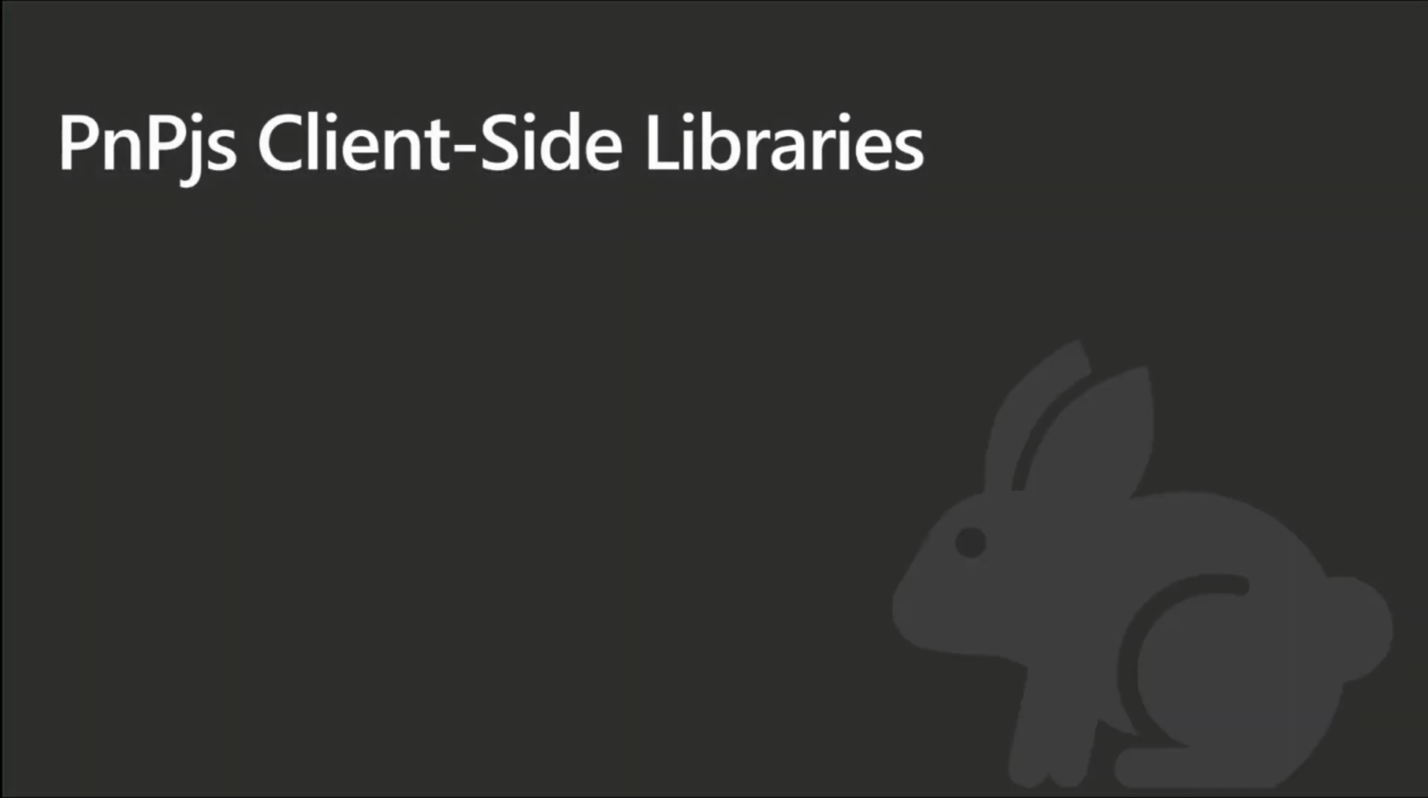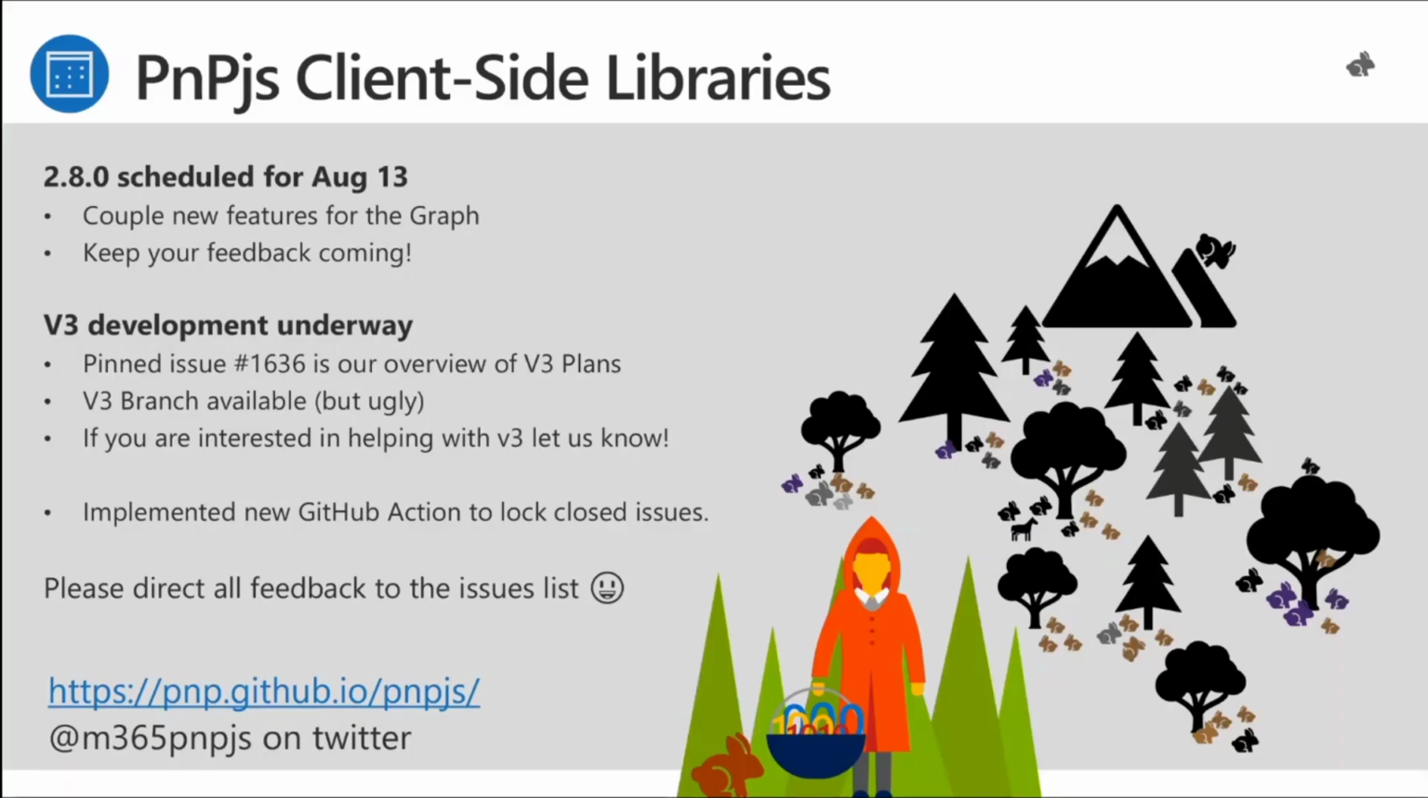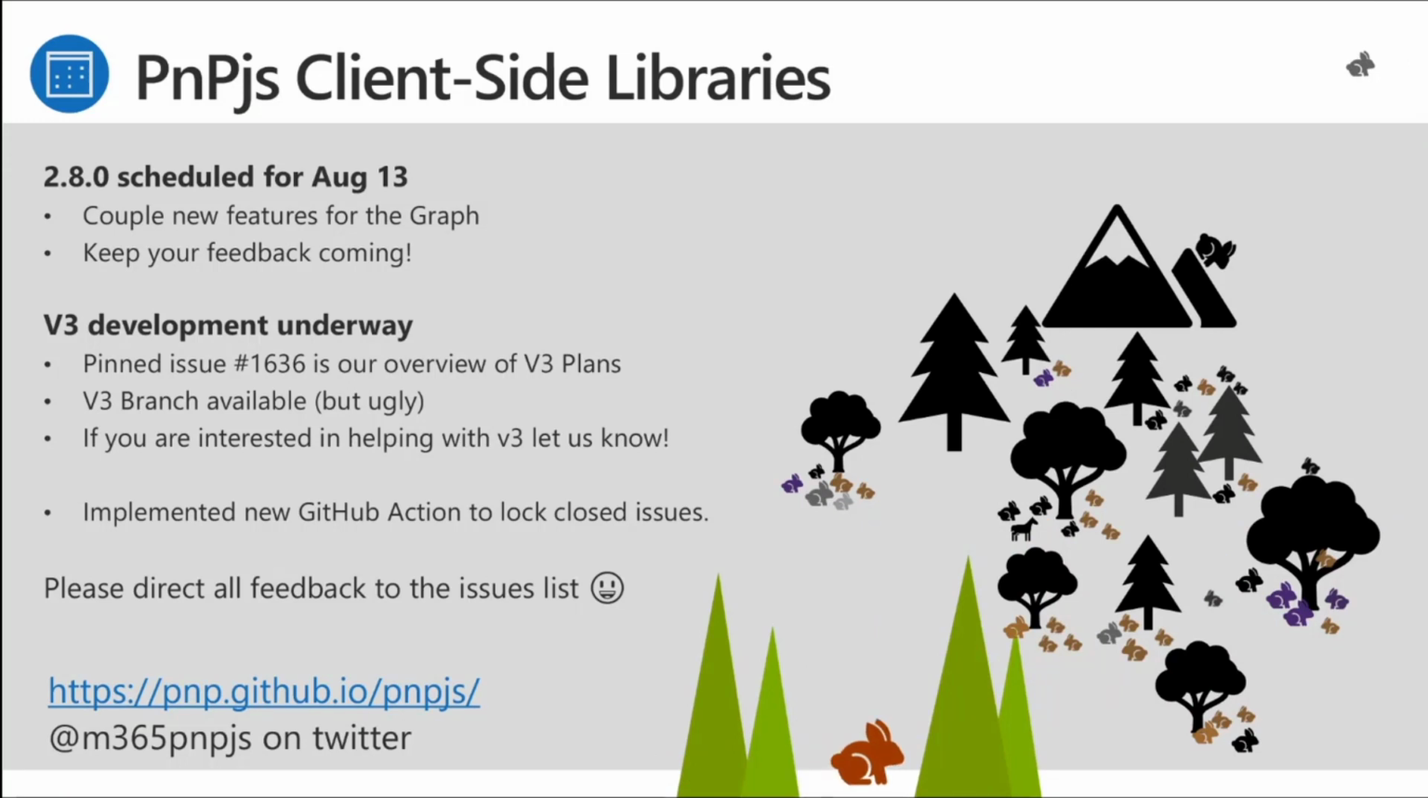And I will now also get to be Julie Turner today because she is at SPFx Chicago, I believe, and I don't see her on the call. So PnP JS client-side updates, we got 2.8.0 scheduled for August 13th. Some new features for Graph. There are some issues in the list we haven't had a chance to look at yet, but we'll look to make sure we get as much of that resolved for the 2.8 release as we can.